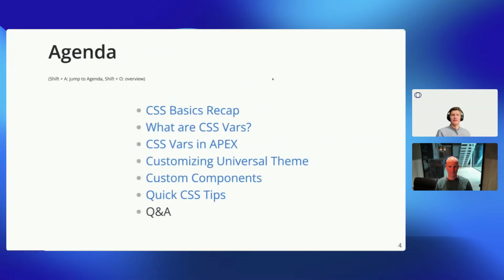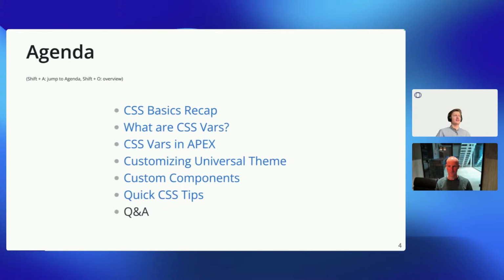Okay. So what do we look at today? So first, we start off with some CSS basics or fundamentals, because these also apply to CSS variables. What are these CSS vars? How are they used in Apex? How can we use them to change universal theme or how Apex looks? How can we use them for our custom components, custom HTML and stuff? And in the end, we have some quick CSS tips. Q&A is all the time. Just write your questions again into the chat and I will answer them immediately. So yeah, let's get started.